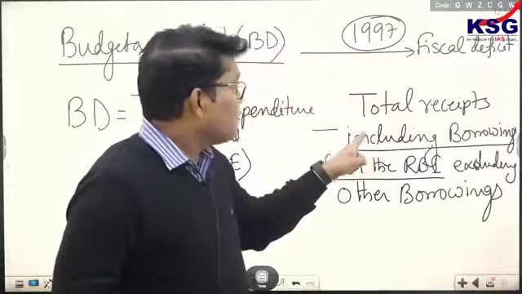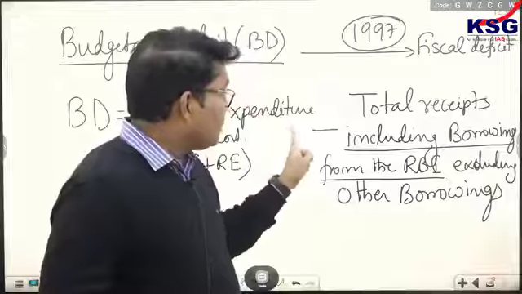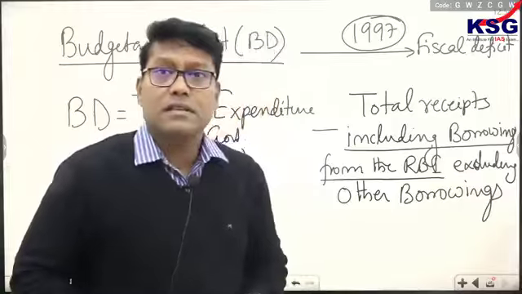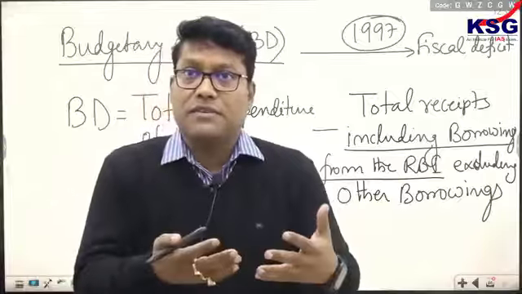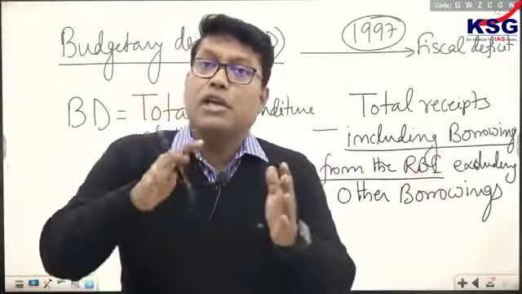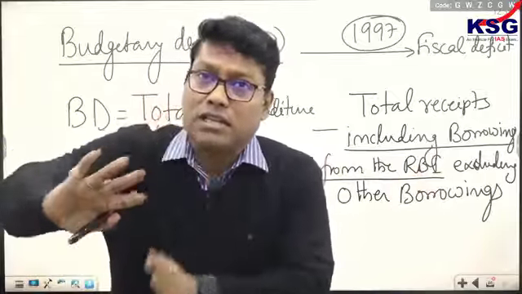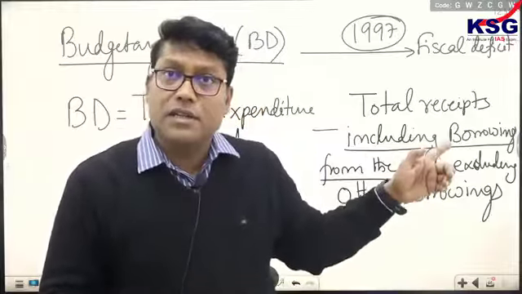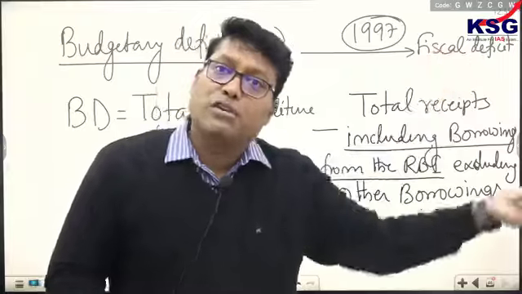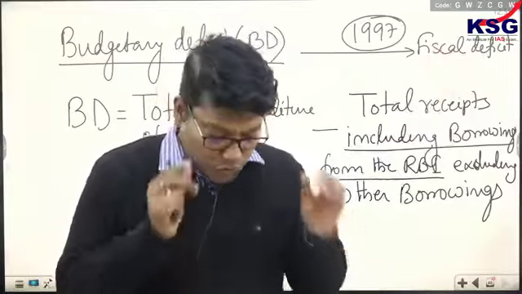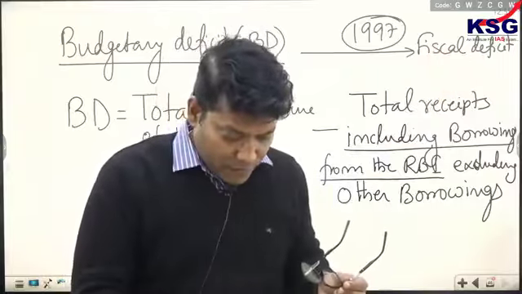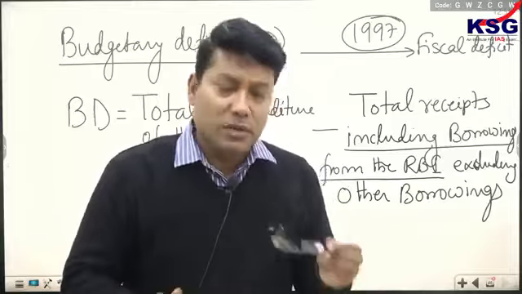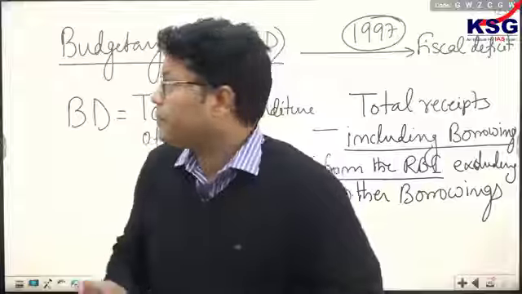What I'm saying is, in the budgetary deficit, we included borrowings from RBI but excluded the other borrowings. Means when you count the budgetary deficit, you are not taking the other borrowings, but borrowings from RBI were included. But in the fiscal deficit, you are excluding all the borrowings to calculate the deficits. Okay, fine. So we are able to connect this over there? Fine.